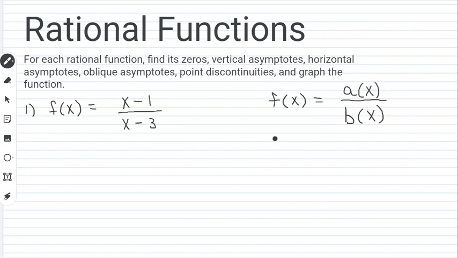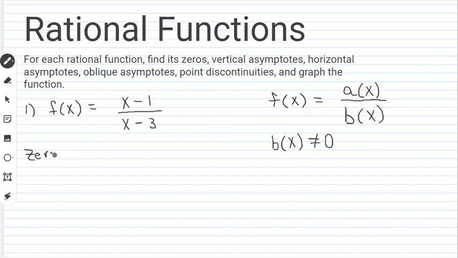The only trick is you can't let the denominator be 0. So I'm going to write b of x cannot equal 0. Because if it was 0, you would actually be dividing by 0, and that's no good. So we're going to be using this definition of the rational function to help us find all those characteristics of a rational function. So the first thing we want to do is find all the zeros.